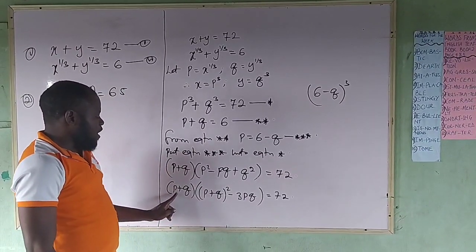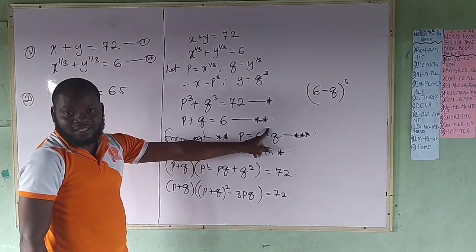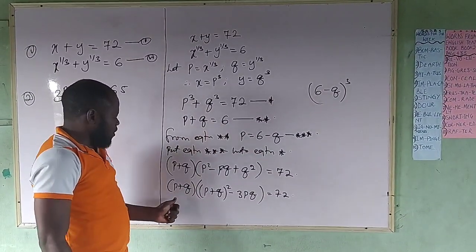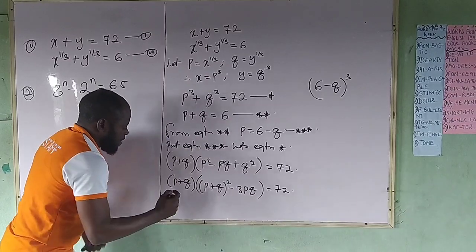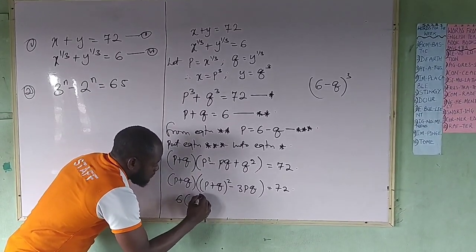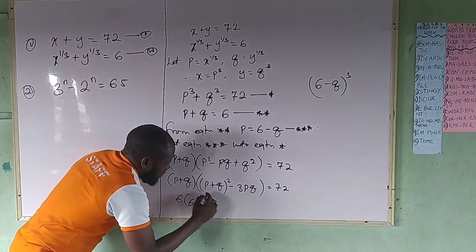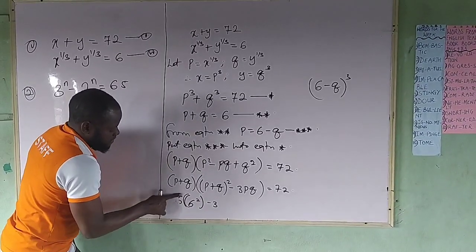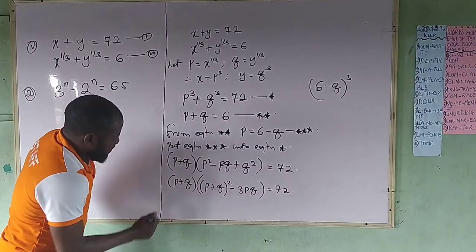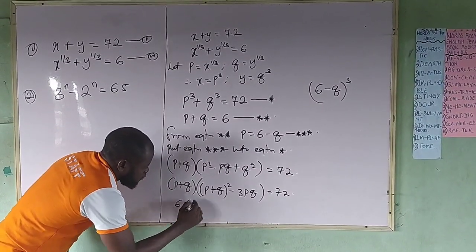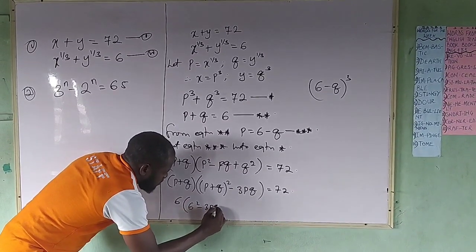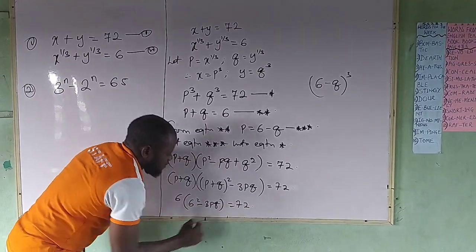Why? Because p plus q is equation star star, and then I have it to be what? 6. So just slot it into this equation, and then we have 6 into 6 squared minus 3pq, so that there won't be a mistake here. So let's see. Let's make this 6 into bracket 6 squared minus 3pq equals 72.